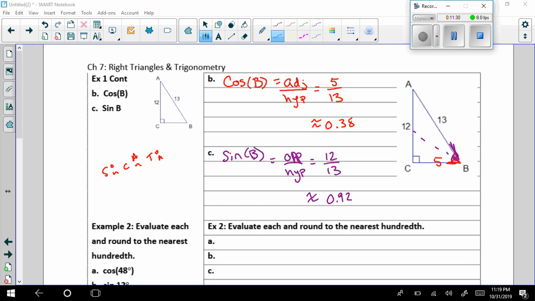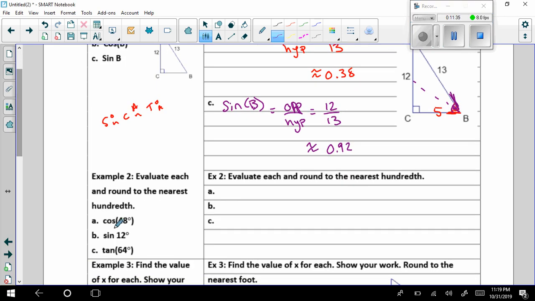All right, so the next part you need your calculators for. So again, you need a calculator that has sine, cosine, or tangent. And you want to make sure that it's in the right mode.